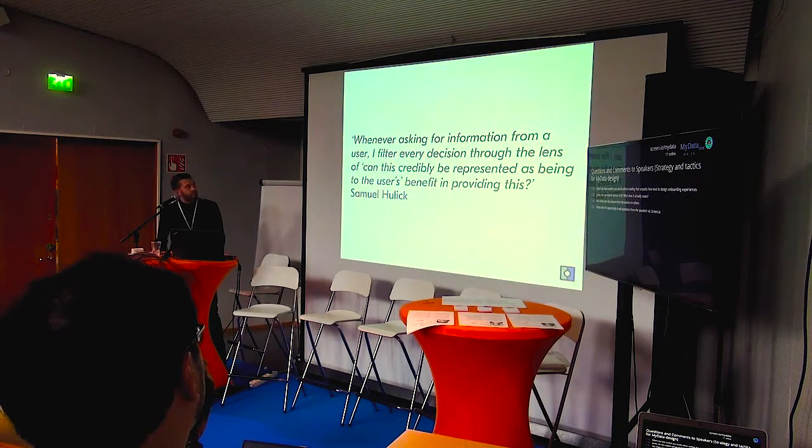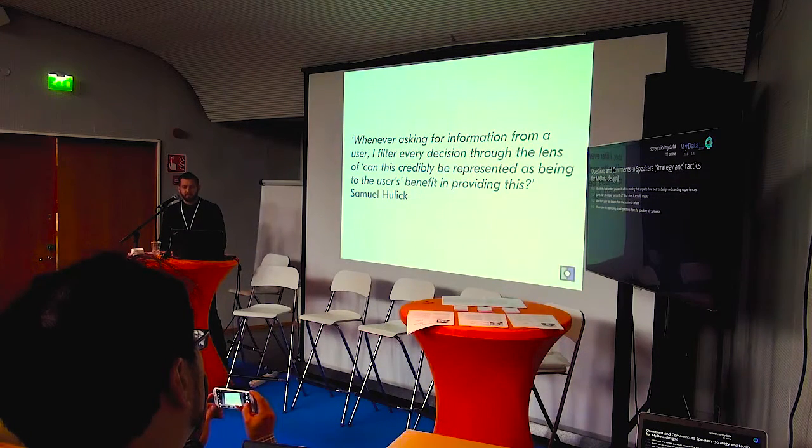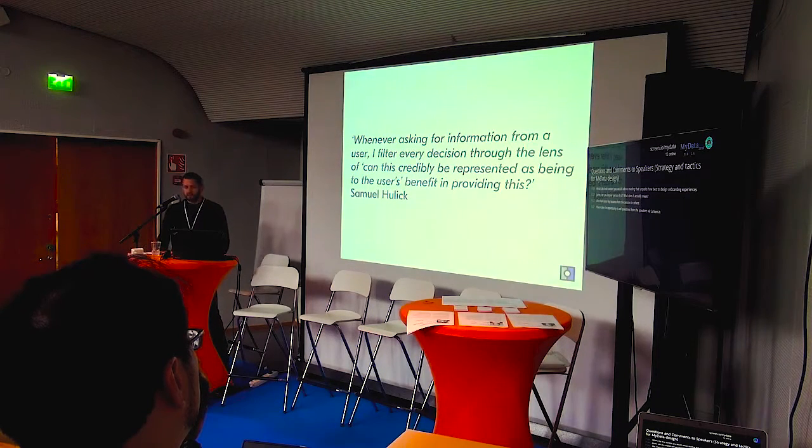So I really love this quote from Samuel Hulick of useronboarding.com. He says, whenever asking for information from a user, I filter every decision through the lens of can this credibly be represented as being to the user's benefit in providing this. I think this is really important when it comes to consent, because ultimately what is it that I'm signing up for? How do I know that the information I'm providing is going to be beneficial, and what am I going to get out of this?